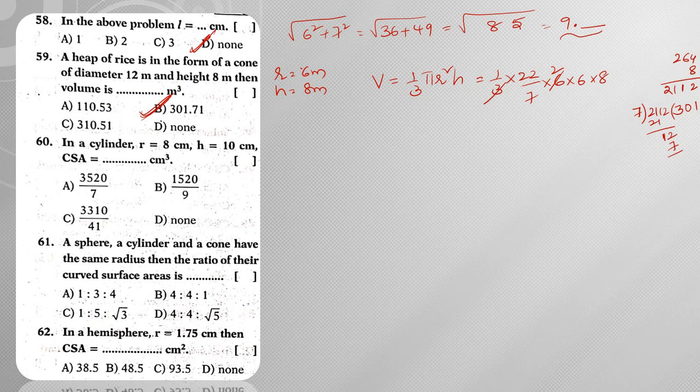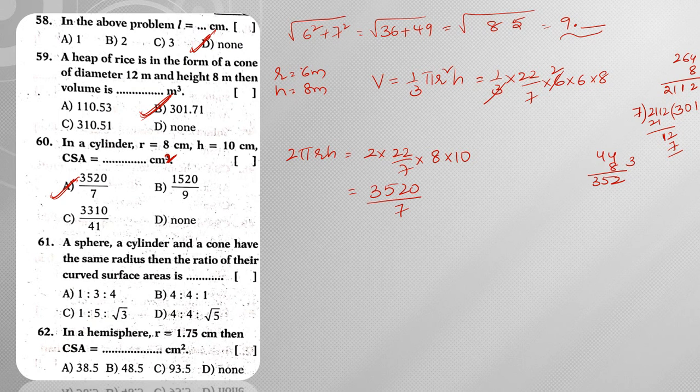Next, in a cylinder, radius is 8 centimeters, height is 10 centimeters, then CSA. So CSA of cylinder is nothing but 2 pi rh. Now substituting the values: 2 into 22 by 7 into radius 8 and height 10. Now multiplying all these things. So 2 into 22 is 44, 44 into 8 is 352, so 3520 divided by 7. Hence the answer is 3520 divided by 7 centimeter square, since it is CSA, centimeter square.